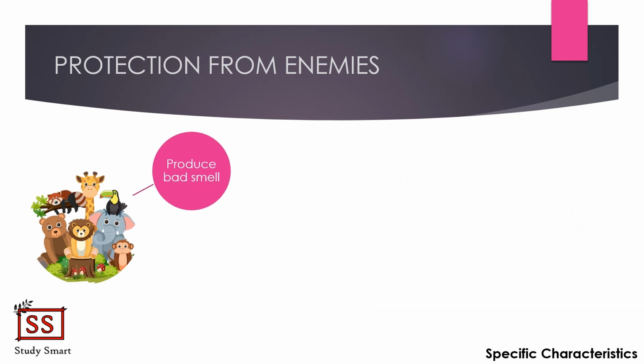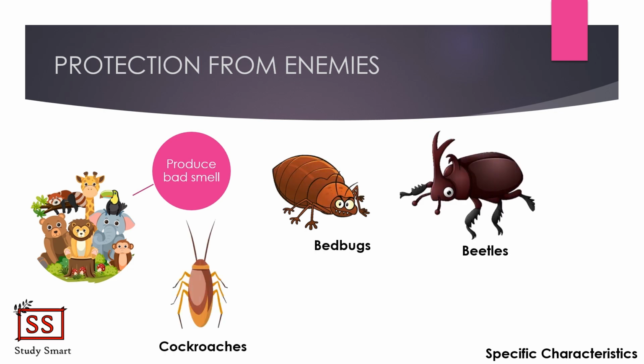Some animals produce bad smell to keep their enemies away. Examples are bedbugs, beetles, cockroaches, and skunks. Many predators rely heavily on their sense of smell to hunt. A strong, unpleasant odor can make them uncomfortable, and this eventually discourages them from hunting these kinds of animals.